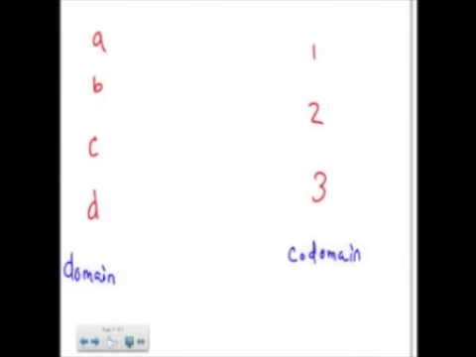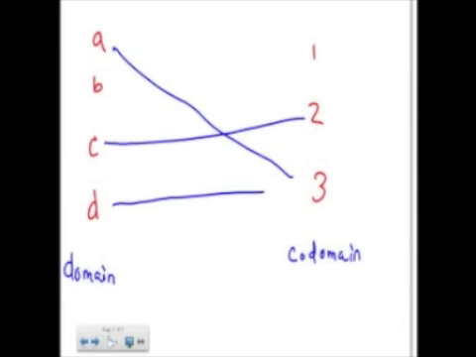So here's an example of surjection. Like if a maps to 3 and d maps to 3, c maps to 2, and b maps to 1, notice how each y value, each codomain element, is used from the domain to the codomain.